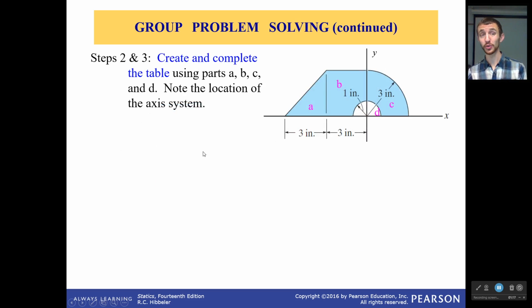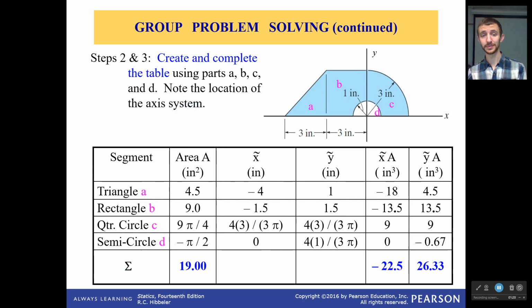So what we're going to do is walk through it step by step and make that table. Boom, it's done. Okay, let's actually walk through it. The areas aren't that difficult. Area of a triangle, 1/2 base times height. It's 3 inches tall, 3 inches wide, 4.5.